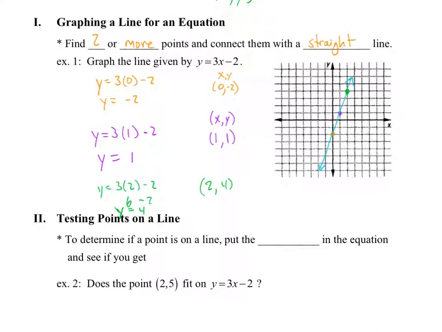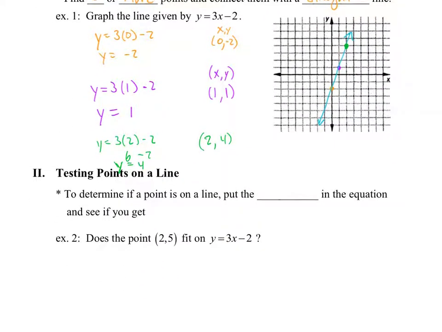Do you draw a line before you start? No. You pick an x value and figure out the y value. Pick a second x value, figure out the y value. Do 2 points, draw a line between them, and that gives you your line. Do you have to do another one? You do not have to unless it asks you to do 3.